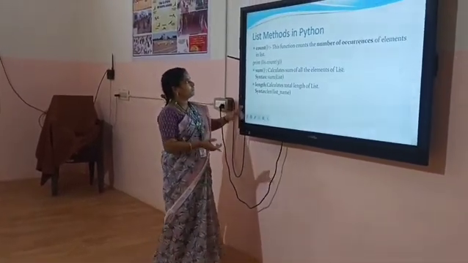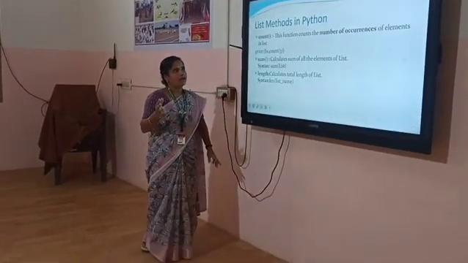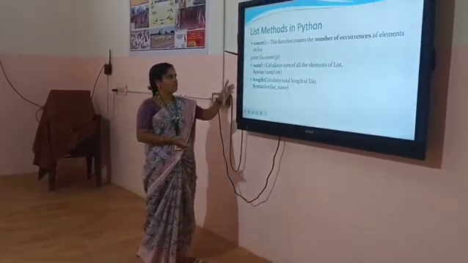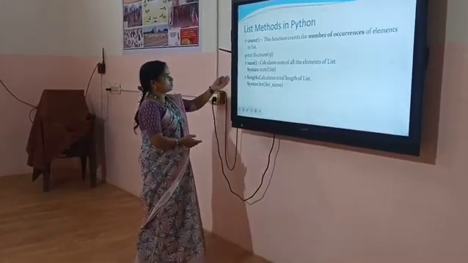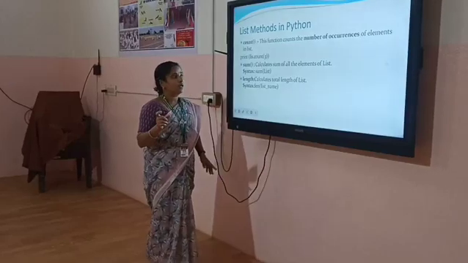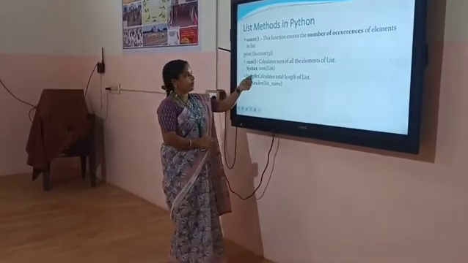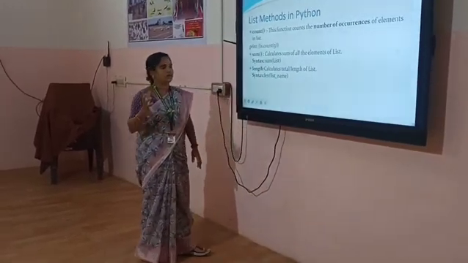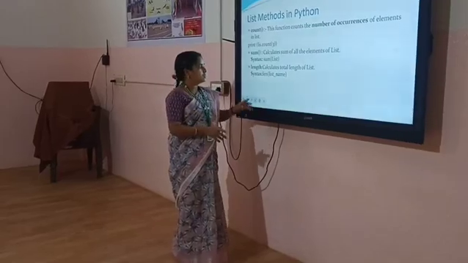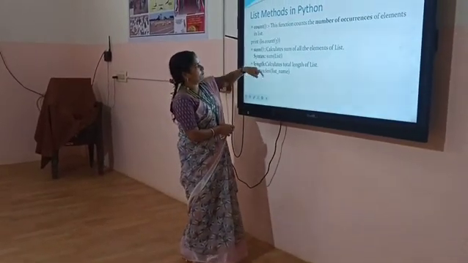List methods in Python: count. This function counts the number of occurrences of an element in the list. Print list dot count 3. Sum calculates the sum of the elements of the list. Syntax: sum, open bracket, list, close bracket. Length gives the total length of the list. Syntax: len, open bracket, list underscore name.